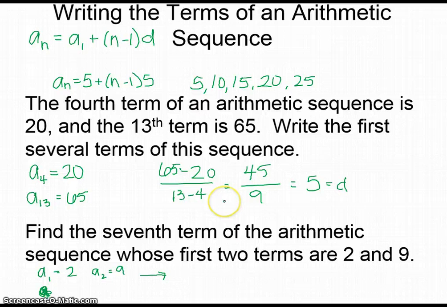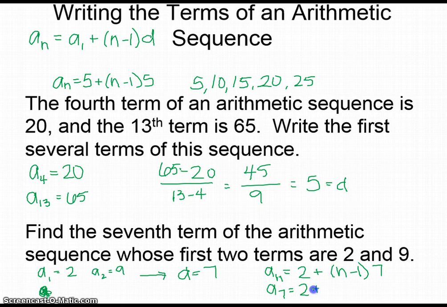When you do this, you want to actually use this formula up here. You don't want to write out just the first 7 terms, because if I had asked for the 100th term, you wouldn't write out 100 terms. So I know my first term, I know my second term, which means I know my common difference to be 7. So if I'm going to write out my explicit formula, it's a sub n equals the first term, which is 2, plus n minus 1 times the common difference, which is 7. From there, if I want to know my 7th term, all I have to do is plug in the 7.